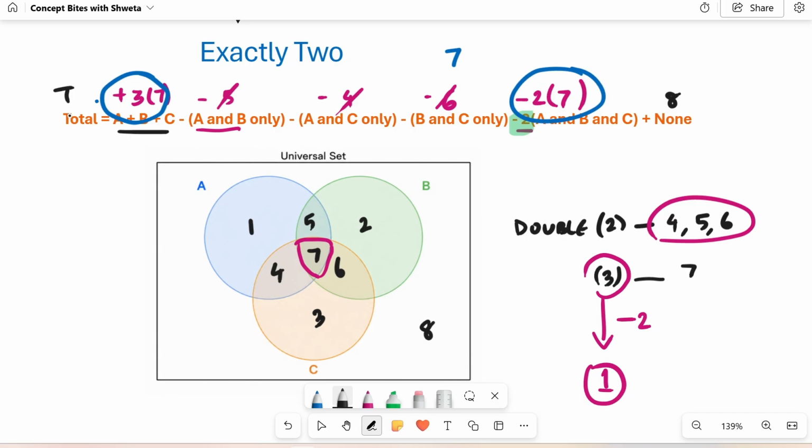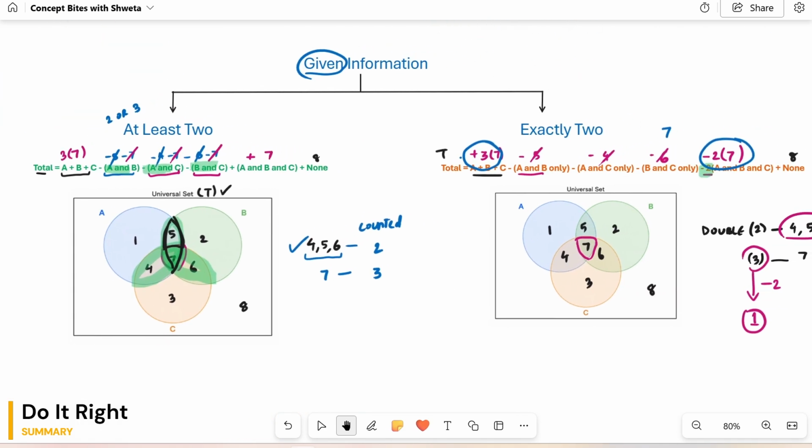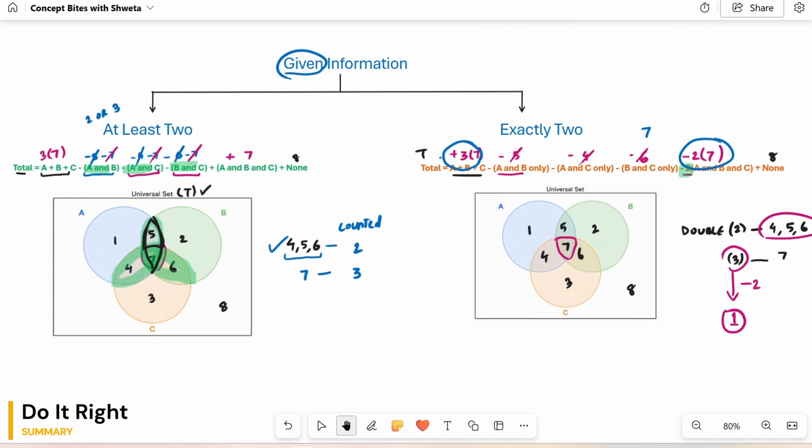Spend some time on both of these again. Try to understand the derivation yourself again, and then look at a couple of questions. The moment you read the question, you'll be able to tell, is it an exactly two situation or is it an at least two situation? Once you learn how to differentiate between the two, no question again is going to be difficult.